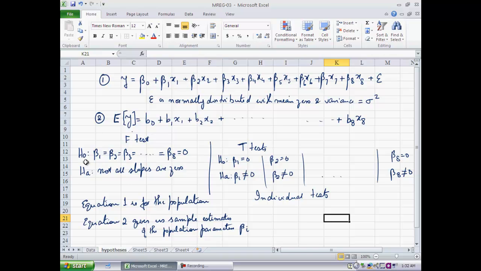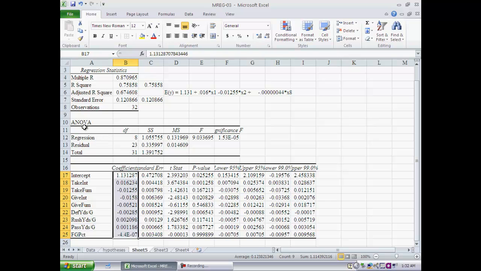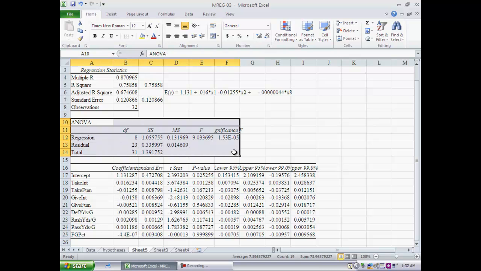So the null hypothesis is all slopes are 0. All slopes for the independent variables are 0. This is for the population, remember, population being the set of all games played by all these football teams, whereas our estimation is done based on data for only one season. So the alternate hypothesis here is not all slopes are 0. So let's look at the Excel output. We will test those two hypotheses by looking at the ANOVA output over here.